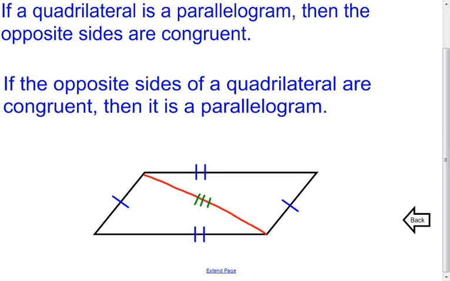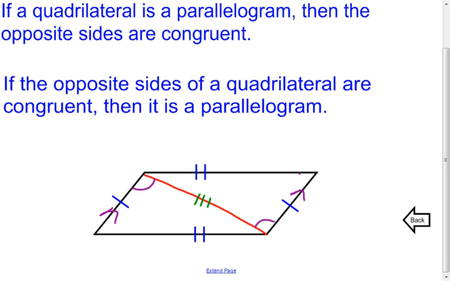In this case, the corresponding angles are going to be congruent. So this angle here is congruent to this angle here. And then I can use the property that says if alternate interior angles are congruent, which these are, then lines are parallel. That's going to be this one and this one. So right now I know that I have one set of parallel sides.